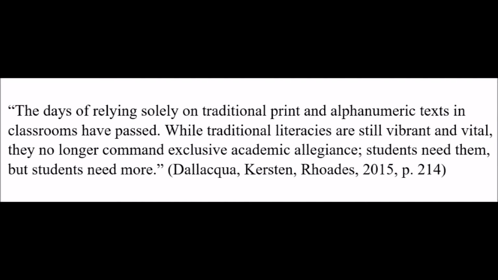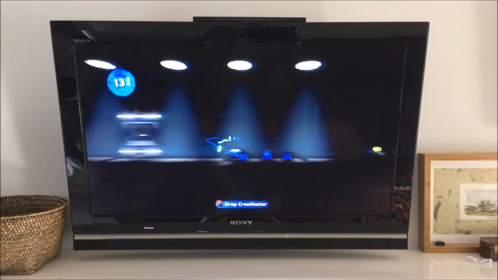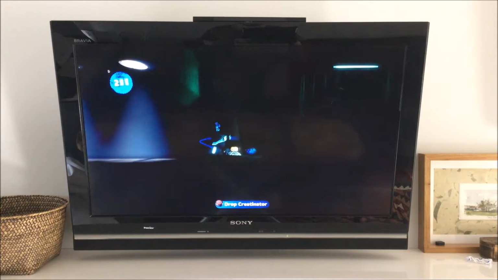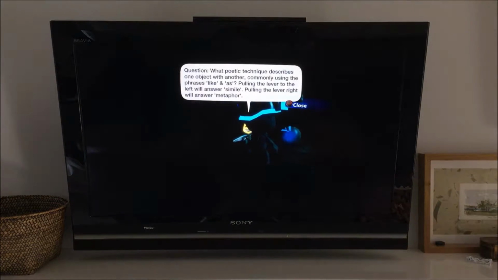The days of relying solely on traditional print and alphanumeric texts in classroom have passed. While traditional literacies are still vibrant and vital, they no longer command exclusive academic allegiance. Students need them, but students need more. Yet what do we do in the English classroom?